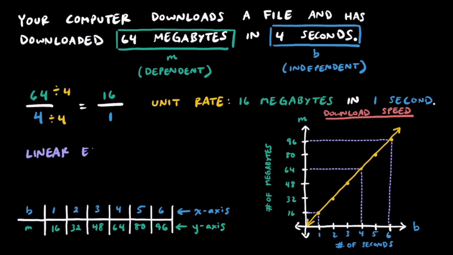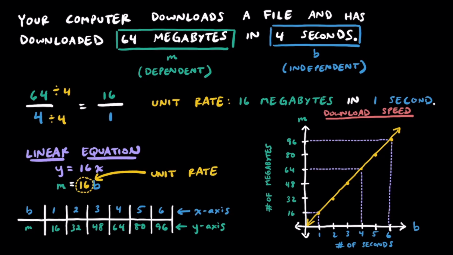Using our standard x's and y's, we could write the linear equation y is equal to 16x, but more specifically for this problem we can say m, or the number of megabytes, is equal to 16 times the number of seconds. At this point, we just want to make the connection that the coefficient for the number of seconds, or the 16 here, represents our unit rate.